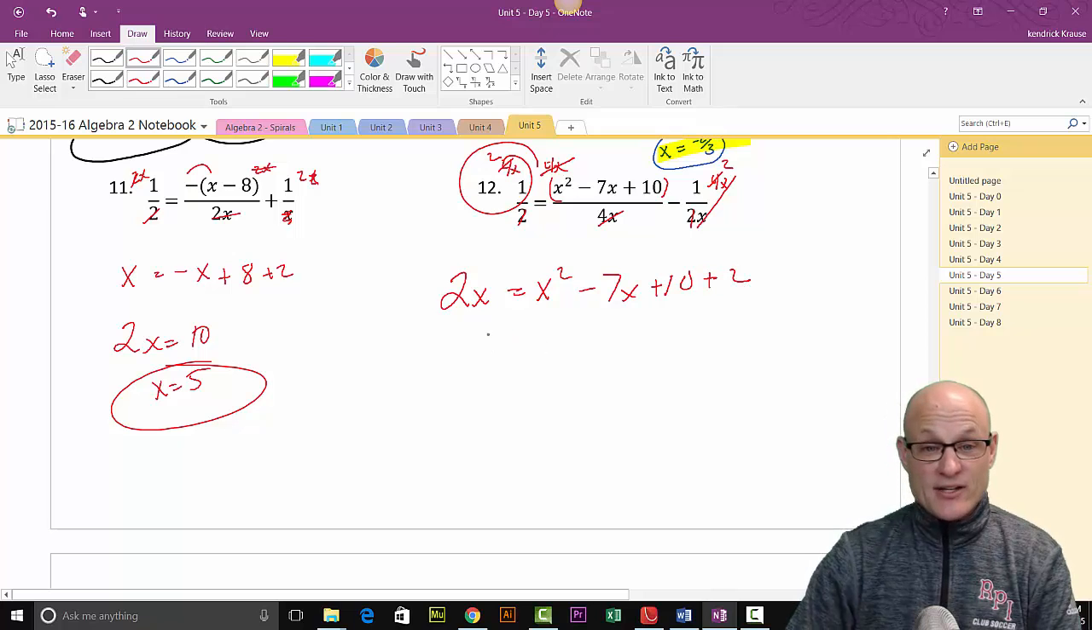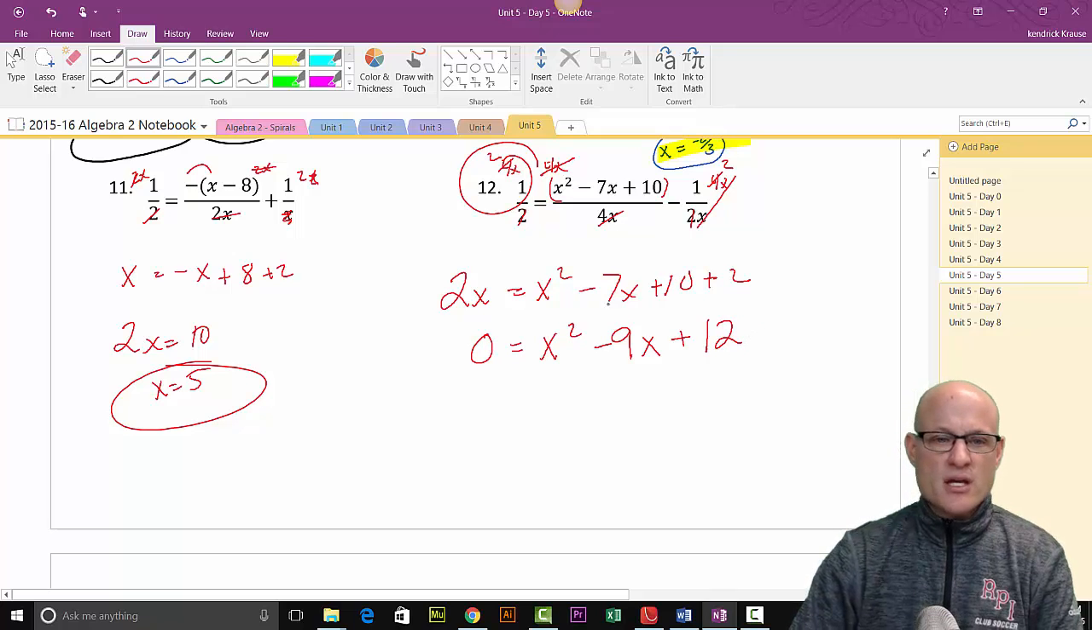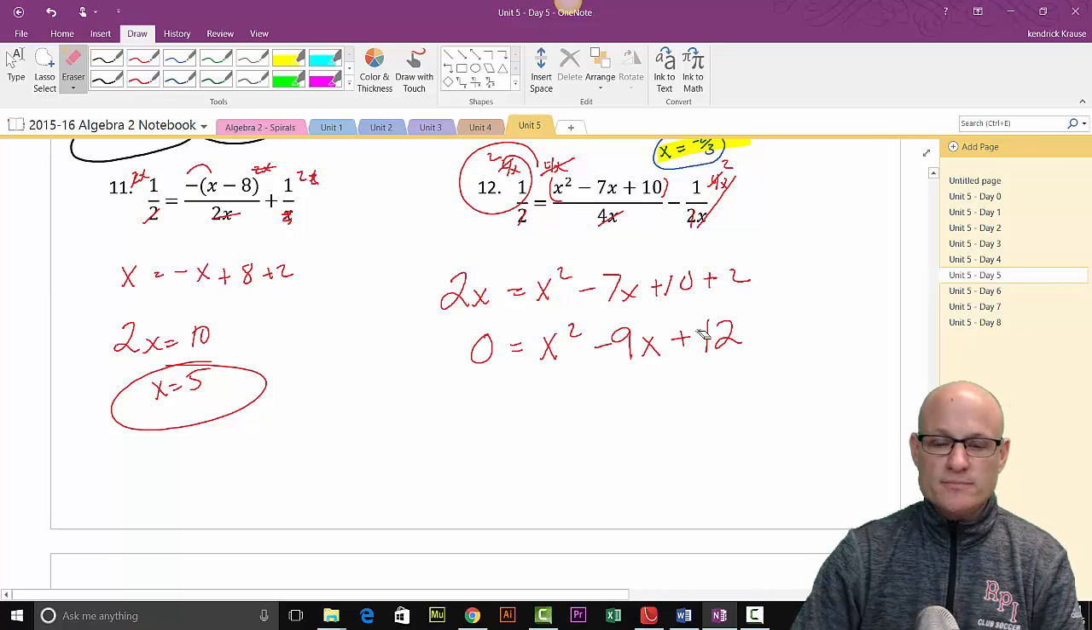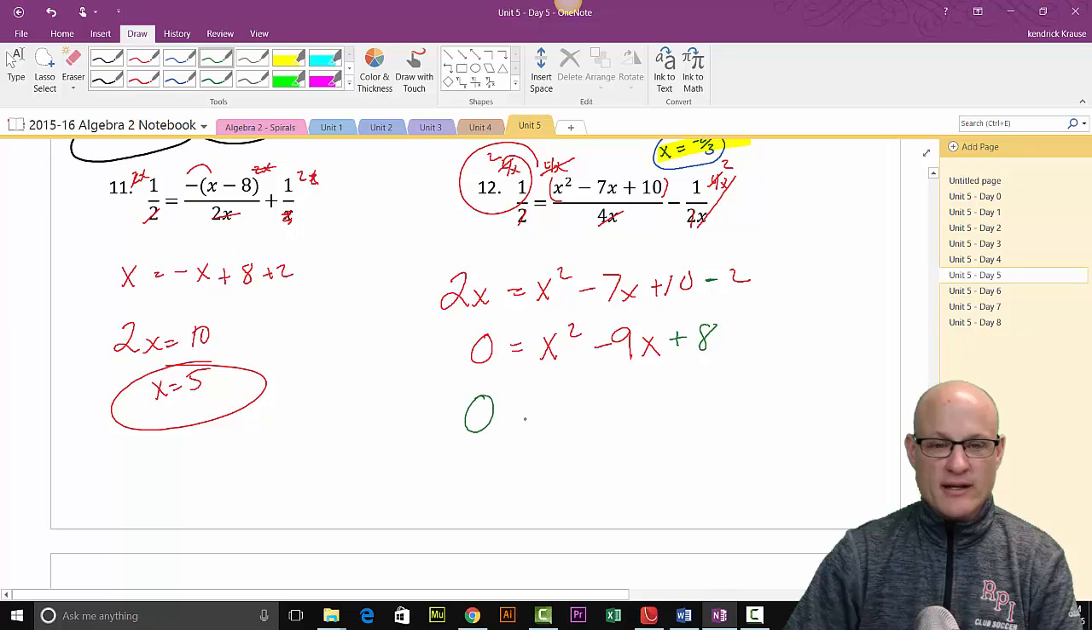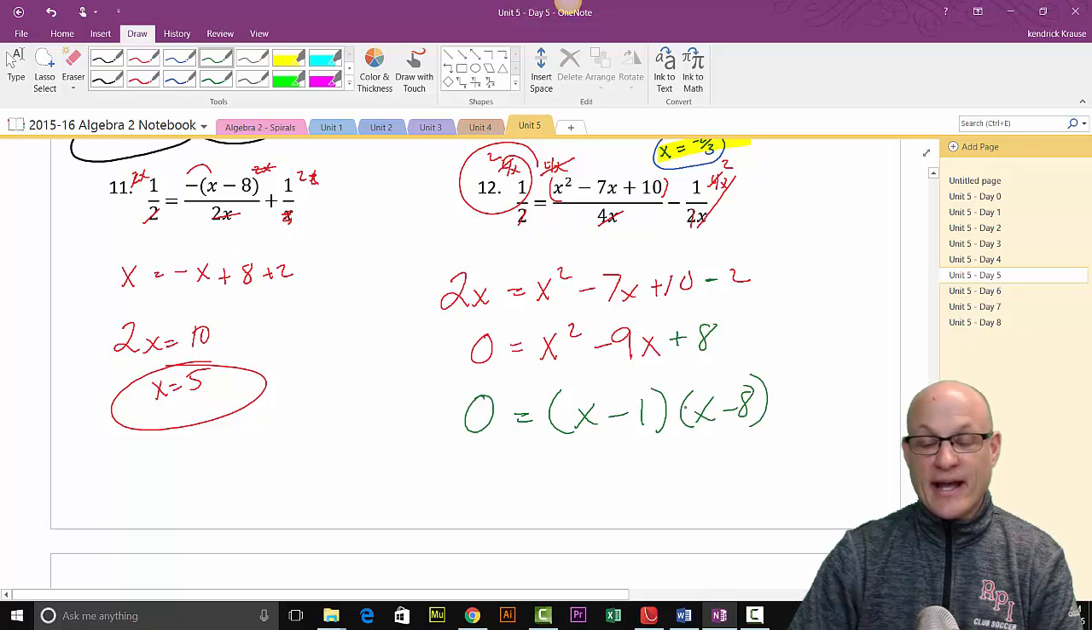Everything needs to go to the right side, so 0 is equal to x squared minus 9x plus 12. Dummy! This should be a minus here, so this is plus 8. I was just looking at it. I knew it wasn't going to factor because I ran it through my head, and I'm like, what did I do wrong? So x minus 1, x minus 8. Multiply to positive 8, add up to negative 9.